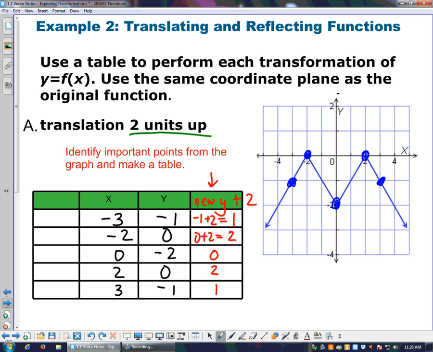So when I go to graph my translated function here, my x's never change, so I'll still use these, but the ordered pair I'll match them with will come from this column here. The x's did not change because this was a vertical translation, so we're only moving the y's in this example. Correct, so we're only going up and down. So I'm going to plot my new points: (-3, 1), (-2, 2), (0, 0), (2, 2), and (3, 1). And we'll see that this kind of just slid right up on the graph.